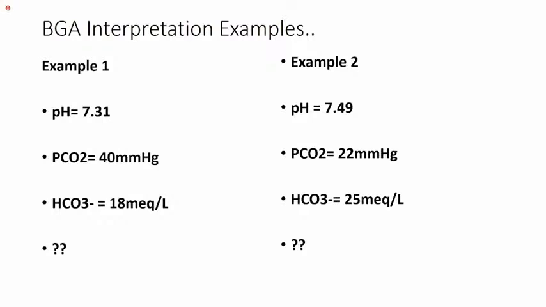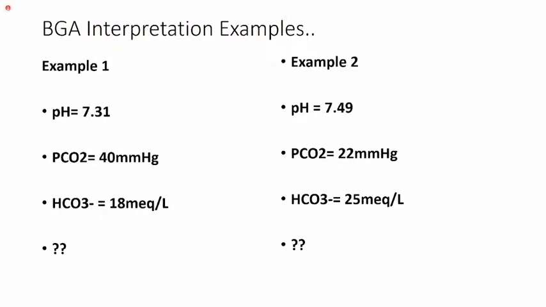So the pH is 7.49, which is more than 7.45. So that is already an alkalosis. Excellent. 1 mark. PCO2 is 22 millimeters of mercury, which is below the normal range. So this is a respiratory disturbance, disorder. And bicarbonate is 25, and the normal is 22 to 26. So that is within the normal range. So I think this is a respiratory alkalosis.